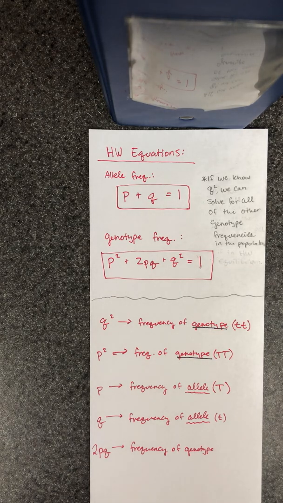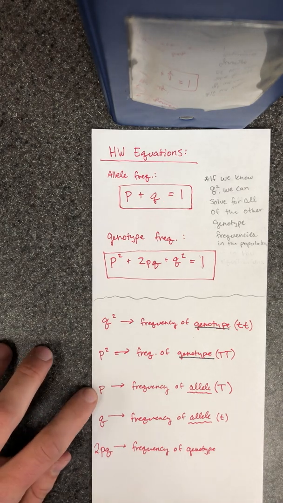All right, here is a quick review of the Hardy Weinberg equations and how to use them. This coincides with Lab 7, Exercise 1, Part 1. Just a quick review, you can calculate allele frequencies using P and Q.